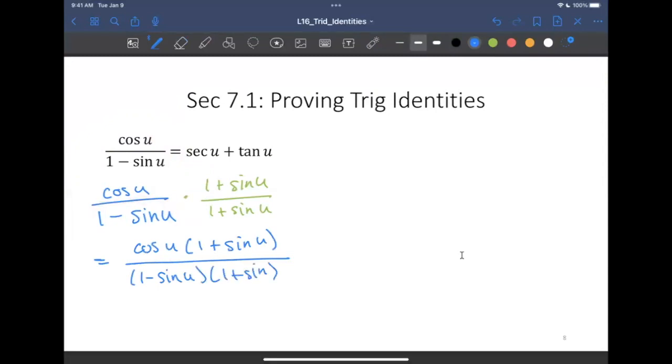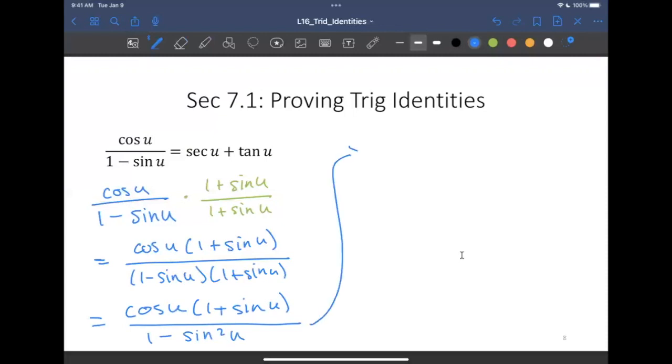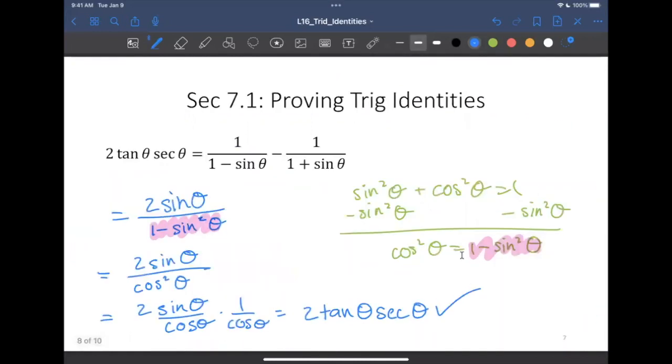This is the exact same factors that we got before, and notice that when we expanded it out, we were left with 1 minus sine squared of u, which given that same identity, we get cosine of u times 1 plus sine of u all over cosine squared u. Right, this is the exact same substitution we did previously, right here.